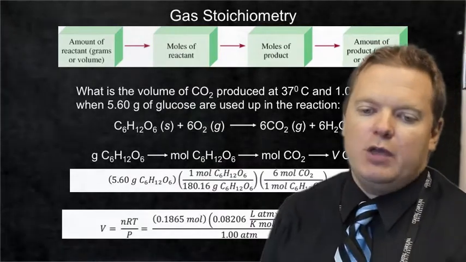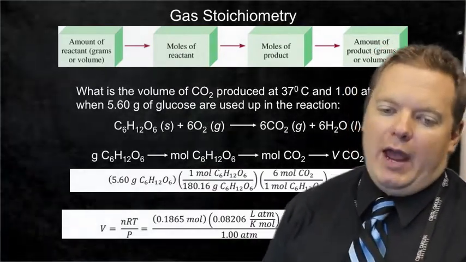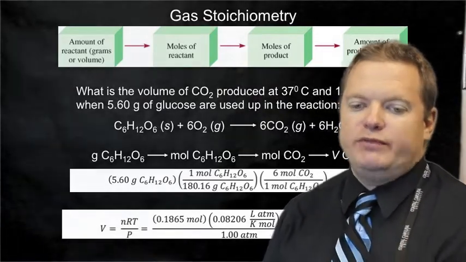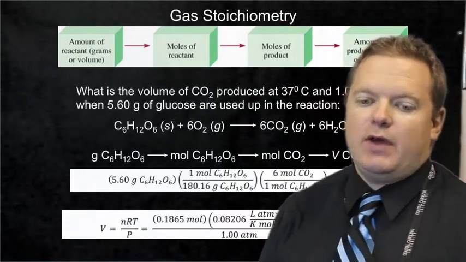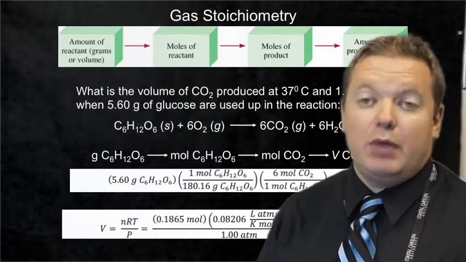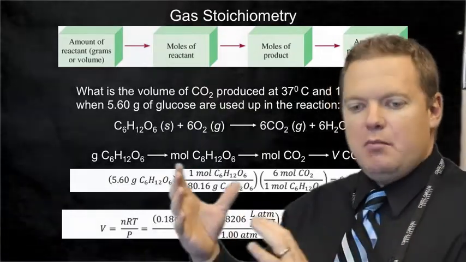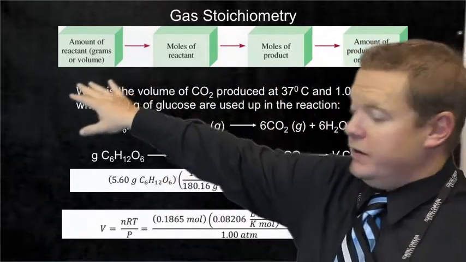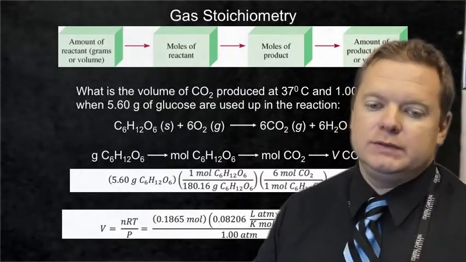So let's look at the volume of CO2 produced at 37 degrees Celsius and 1 atmosphere when 5.60 grams of glucose is used in the following reaction. We're taking glucose in the presence of oxygen to get to carbon dioxide and water. This, remember, is a combustion reaction. It's a redox reaction. So the amount of carbon dioxide that we produce is going to be directly related to the amount of glucose that we consume or decompose.